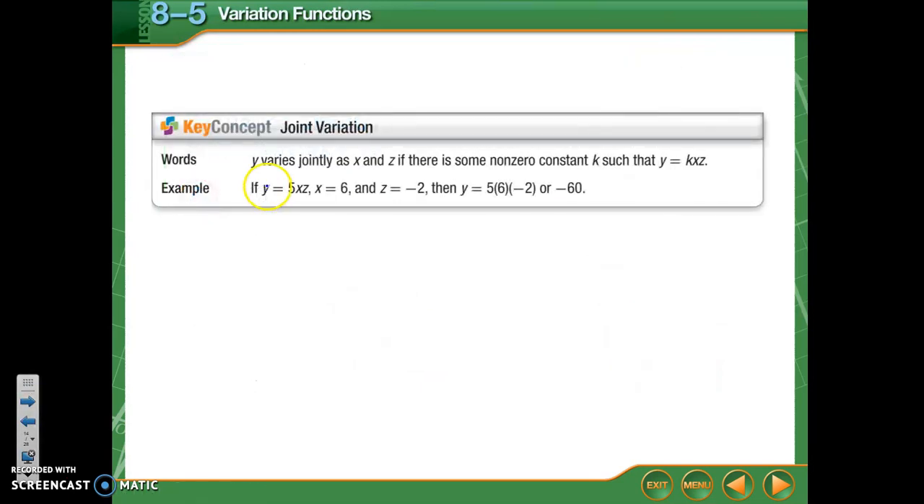All right, joint variation. Joint variation is really similar to direct variation because it's kind of all on one level, if we can say it that way. I just have 3 or more variables instead of just 2. So we say y varies jointly as x and z if there is some non-zero constant k, such that this is true: y equals k times x times z. So this is my joint variation equation.